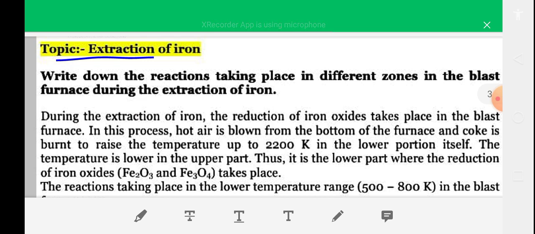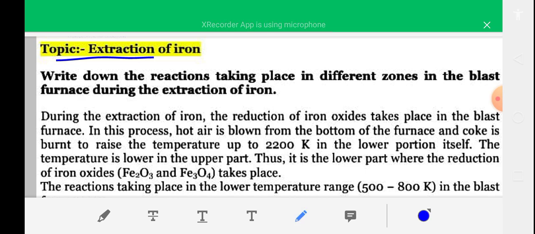First you have to concentrate the iron oxide ore using magnetic separation. After this you have to calcinate the iron oxide ore, that is hematite. Then in the main step, the reduction step, you have to reduce the iron oxide by carbon, by coke, and the reduction is carried out in a blast furnace.